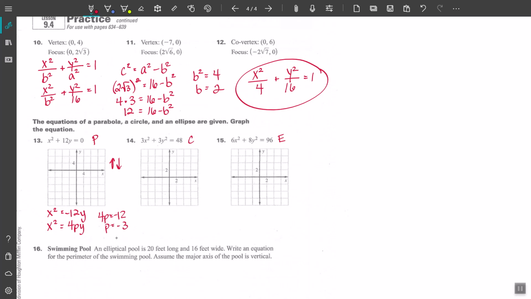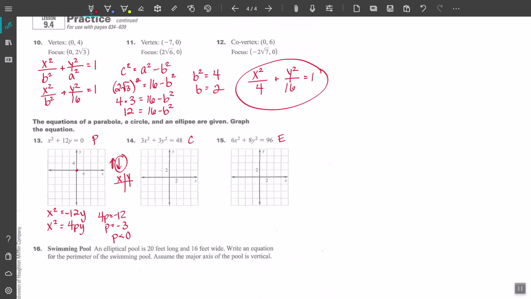Since my p is less than 0, I know that this parabola is going to open downward. All right, my vertex is going to be at 0, 0. And when I plug in a couple of points, really, I just really need one.